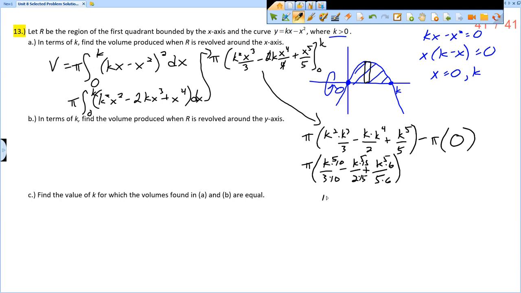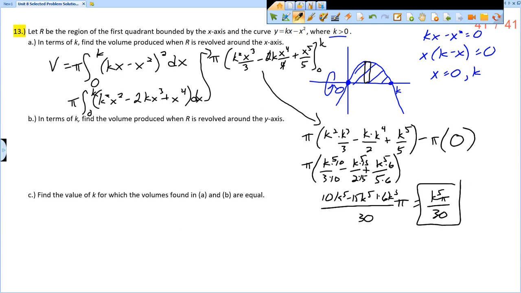So I have 10k to the fifth minus 15k to the fifth plus 6k to the fifth, all over 30, and then times pi, right? So 10 minus 15 is negative 5, plus 6 is 1. So I have 1k to the fifth times pi over 30. And so pi over 30 times k to the fifth would be our answer for A. All right, what about B?